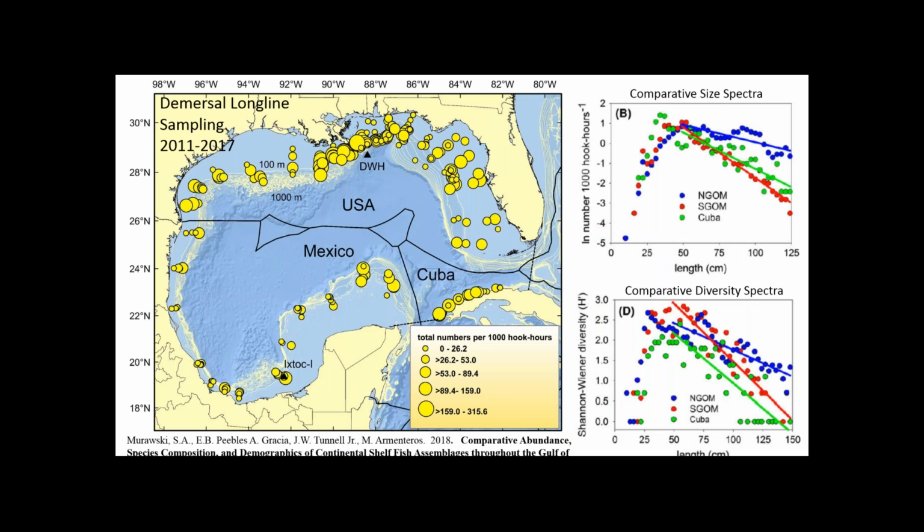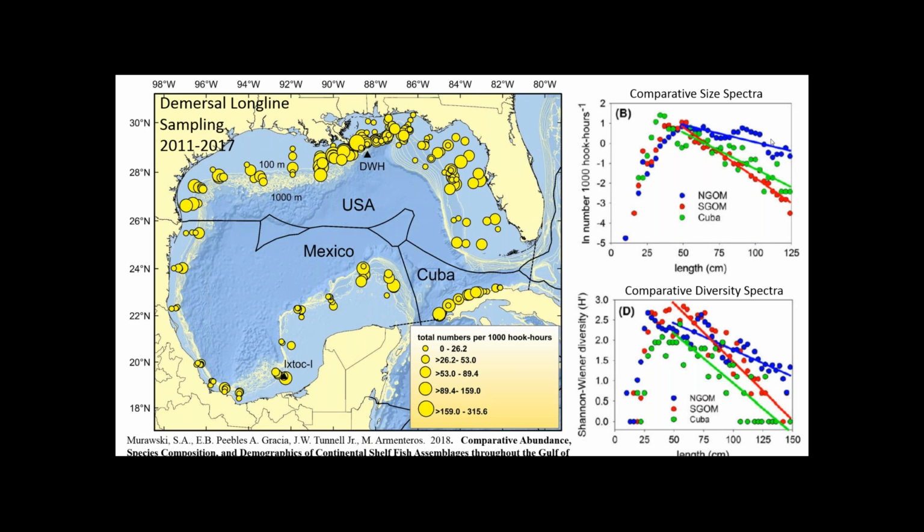Other data sets that relate to the continental shelves include the demersal longline sampling that has been ongoing. There was a series of sampling cruises that include the entire Gulf, and this allows some comparative spatial analyses of things like size spectra and diversity spectra, which allow us to interpret things like the relative resilience of some of these regions. So, for example, the size spectra has a very shallow slope in the northern Gulf of Mexico, which indicates that larger things are more abundant than in the other two areas of Cuba and off Mexico.